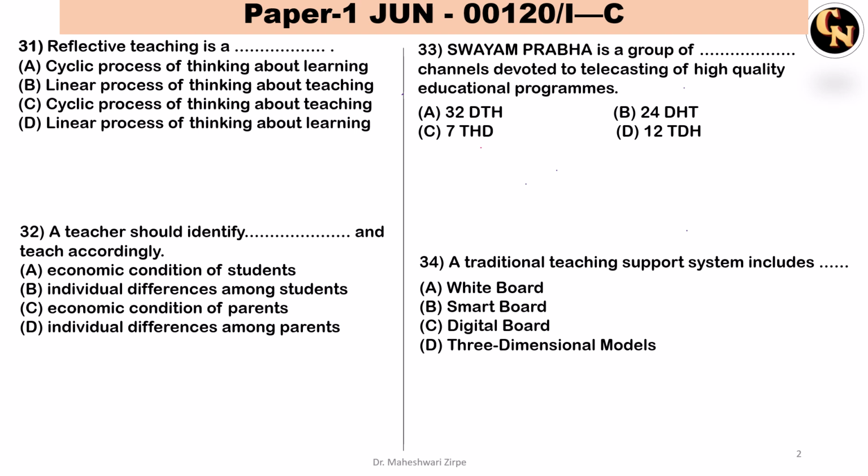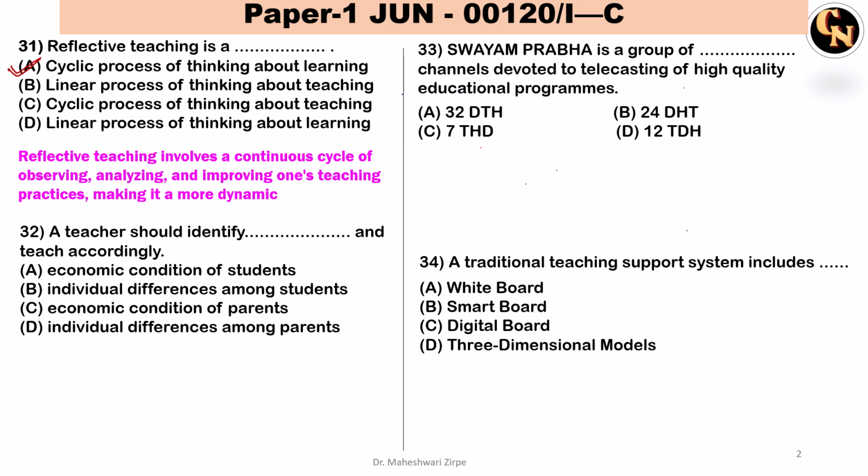So let us start. The first question in part 3 is reflective teaching is a dash. So basically, reflective teaching is nothing but a cyclic process of thinking about the learnings. So option A is the correct option here. That is, reflective teaching is a cyclic process of thinking about learning. Reflective teaching involves a continuous cycle of observation, analysis, and improvement of one's teaching practices, making it more dynamic.